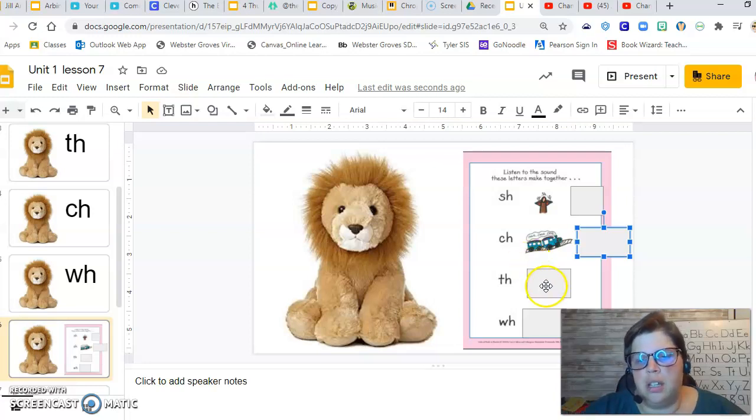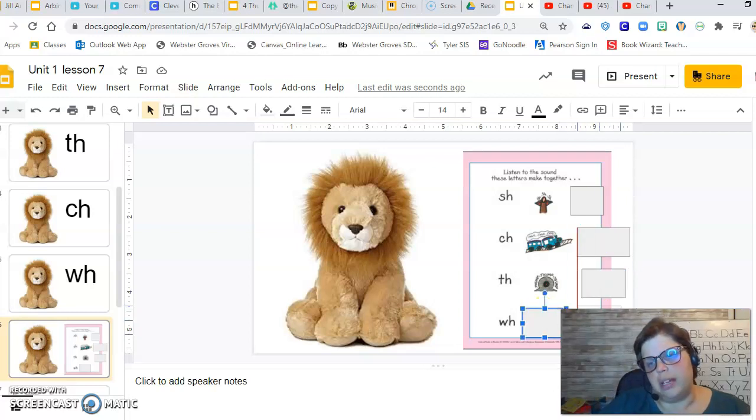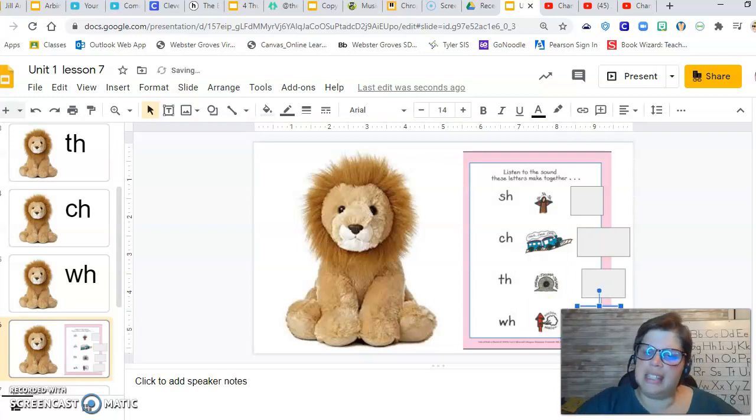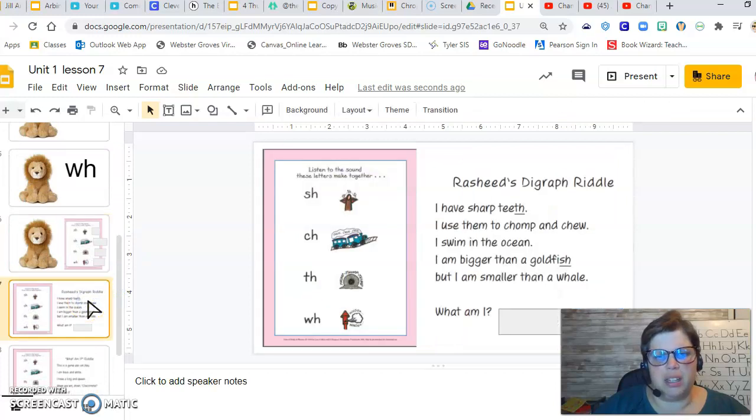Good. All right, the next one is TH, and this is the one where you always have to stick your tongue between your teeth. We think about the thump, thump, thump of a flat tire. And the last one is WH, and it makes the whoosh sound of a whistle blowing air through it. Whoosh. Okay? So that's just to help you remember.